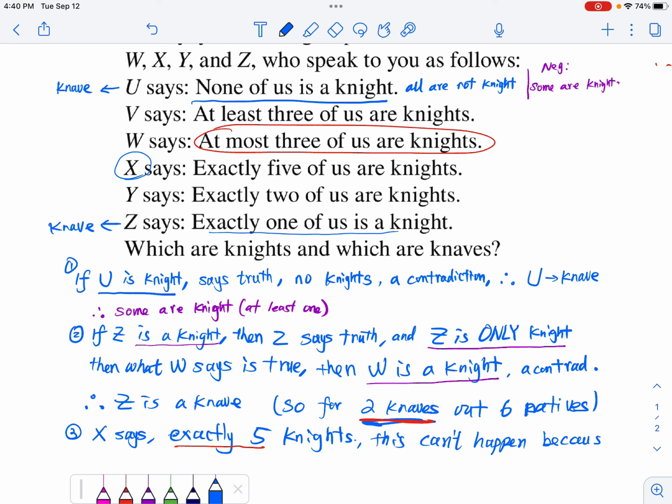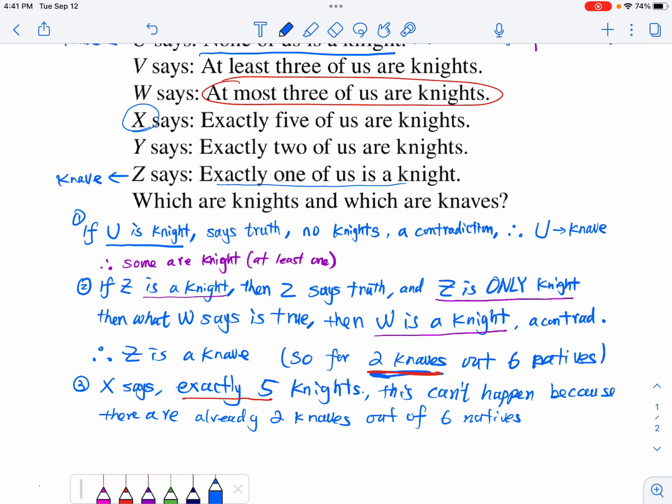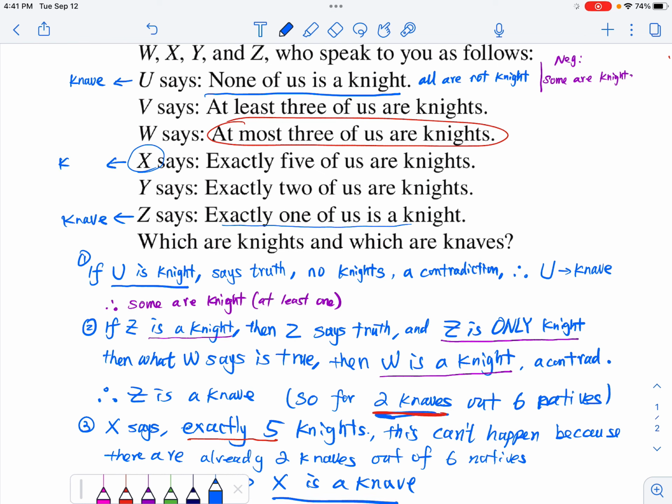This cannot happen because there are already 2 knaves out of 6 natives. And the most you can have is just 4 knights, right? Exactly 5 knights, this just can't happen. That means what X says is, i.e., X lies, right? X lies, and you can conclude that X is a knave. So we've got another one. So X is also a knave.